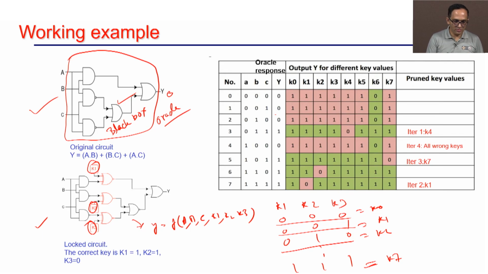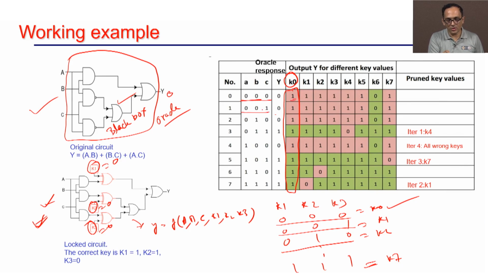Now since you do not know the value of K1, K2 and K3, let us say you assume the key value is K0, right. In this case, from this circuit you will get this output, right. If you give this locked circuit K1 equal to 0, K2 equal to 0, K3 equal to 0, and you give input 000, your output will be 1.